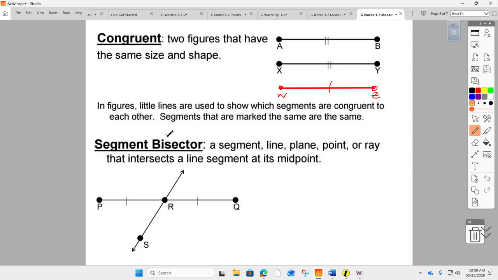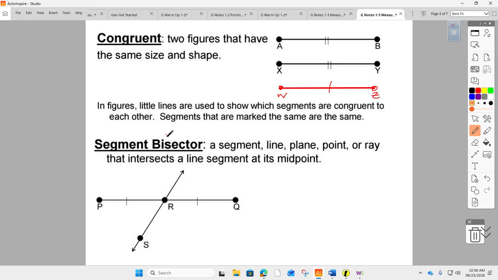So this line, SR, is bisecting this segment. This segment can't bisect this line. Why not? Why can't the segment bisect the line? How long is the line? How long is any line? Infinite, right? So you can't bisect something that goes on forever. So this line, SR, is bisecting segment PQ.